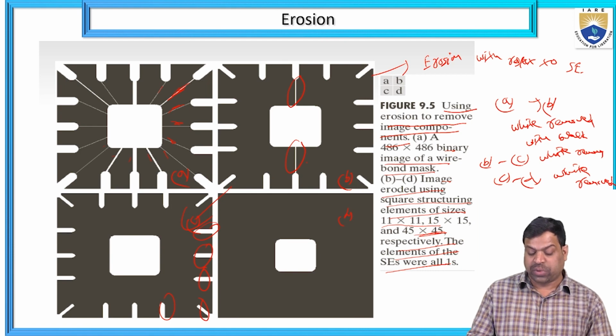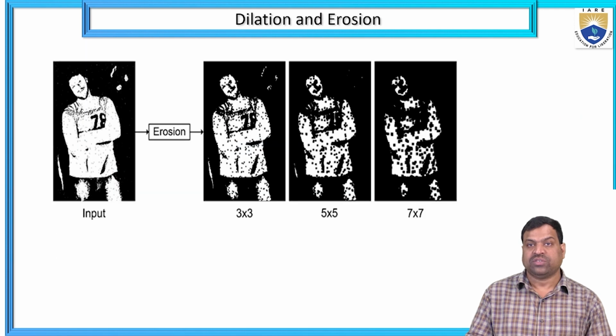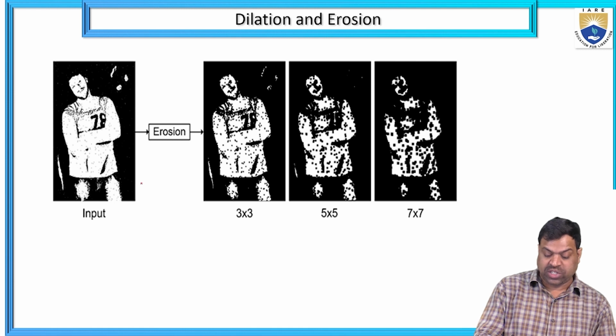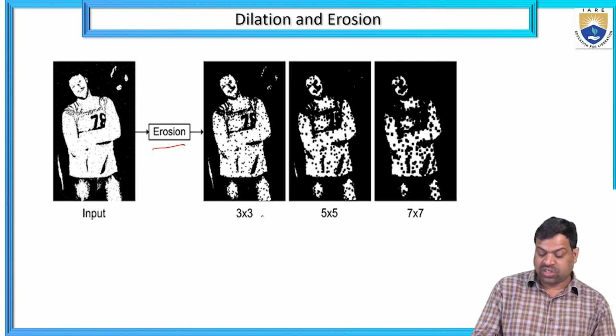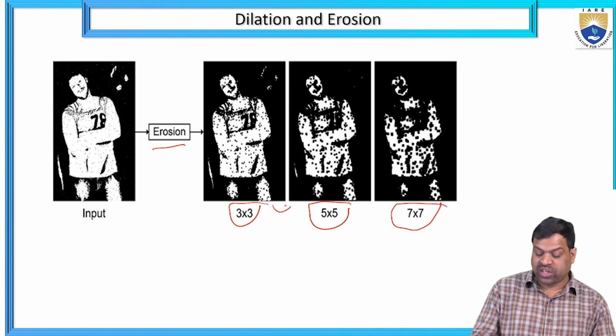Here, figure A is the 486 by 486 binary image, and B to C, C to D and D to E are the image erosions. We applied the image erosions with respect to the structuring elements. Here is another example of erosion. Here is the input image. You can observe the erosion: what has happened with 3 by 3, 5 by 5 and 7 by 7?